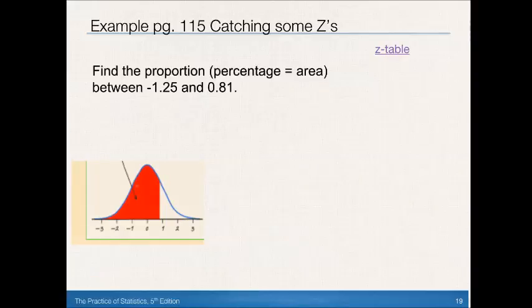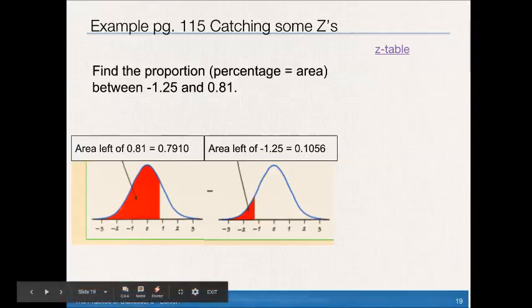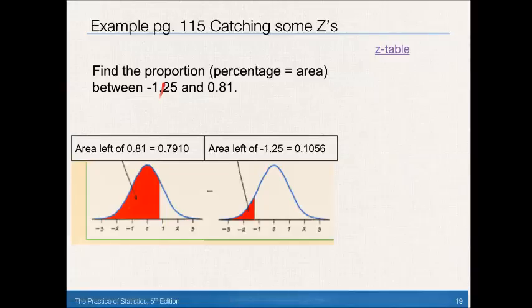So then I'm going to find the area for that from the Z table. And if you look that up, go ahead and pause, look it up, you should get 0.7910. And then I'm going to find the negative 1.25 percentage from the table, which comes out to 0.1056. And I'm going to subtract those two, because I want to subtract out that piece that would be over there, so I can get between those two.